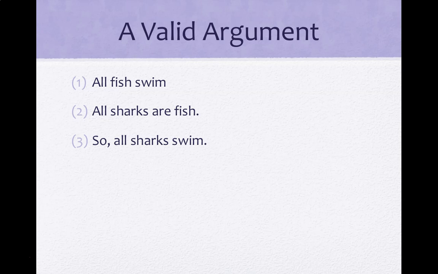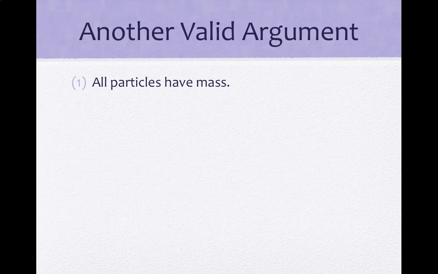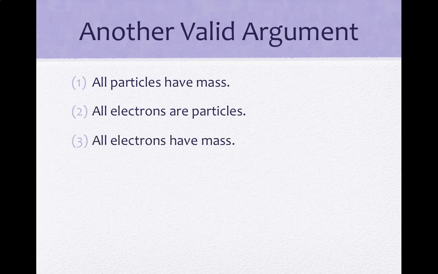Okay? So we can see how the conclusion, all sharks swim, follows from the two premises. Here's another one. All particles have mass, all electrons are particles, so all electrons have mass. So we can see how the conclusion follows from the premises. We can also see that if the premises are true, because of the relationship between the premises and the conclusion, the conclusion has to be true. So notice that with a deductively valid argument, it's all about the logical form.